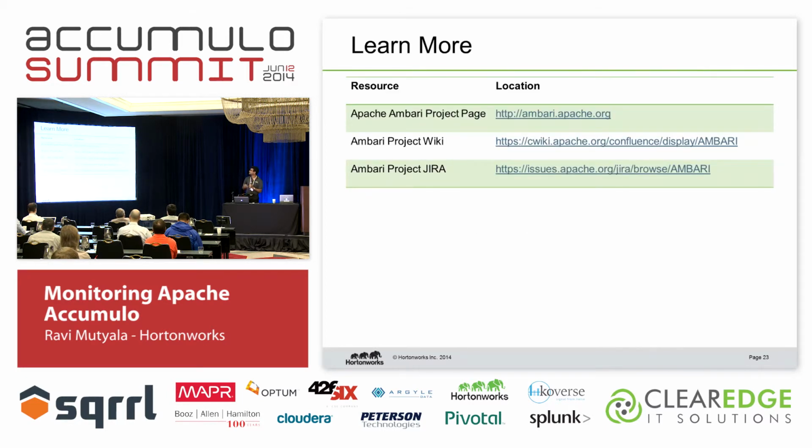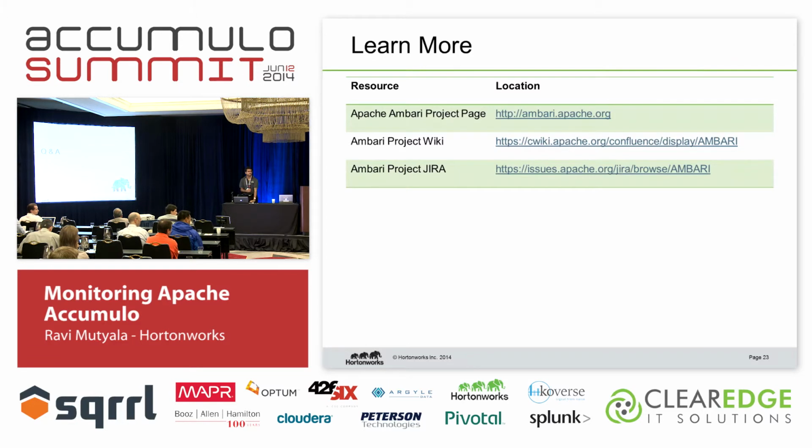Right. The project homepage is at ambari.apache.org. There's also a project called Apache Slider, which Billy will talk about, which is Accumulo on Yarn, where you can deploy all your processes as Yarn processes. If you want to try Accumulo on the sandbox, you can just download the sandbox and do a yum install accumulo, and you'll have a running version of Accumulo in about 10 minutes. All right, any questions?